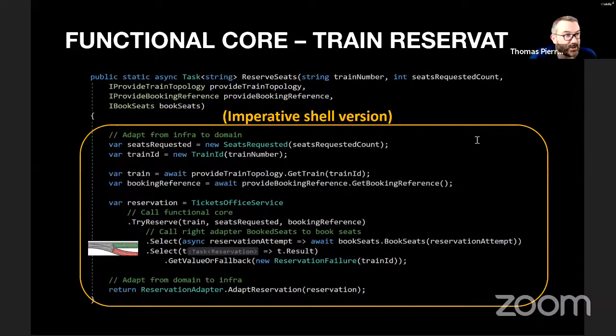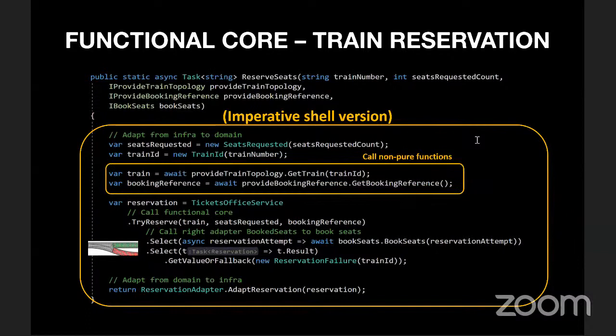So this is the code of the train reserve seats method. Exactly the same things. The code of train is also value oriented. No modification, no side effect. So we have at the beginning of the imperative shell two calls. The first one calls the topology of the train, we ask the train ID, and to obtain a new booking reference. Next, we call the pure function to make the decision. But in this case, we need to book, and to book, we need an impure function, book seat.